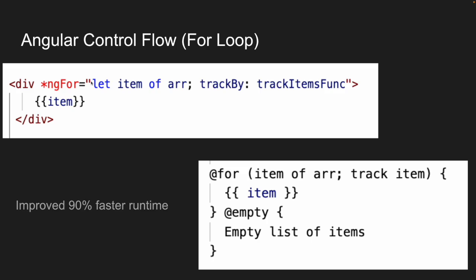That is, ngFor is changed into @for, and before, if we wanted to write any empty case, that means if the array does not have anything, you had to write an if condition on array.length, and mention that if array.length is greater than 0, then loop it. If it is less than or equal to 0, then you would show some empty case. But now we have something called @empty. So by using this @empty, you can make your for loop show an empty message or empty content whenever the array is empty. Let me go into the next slide.